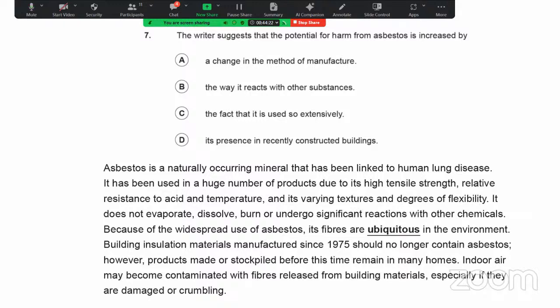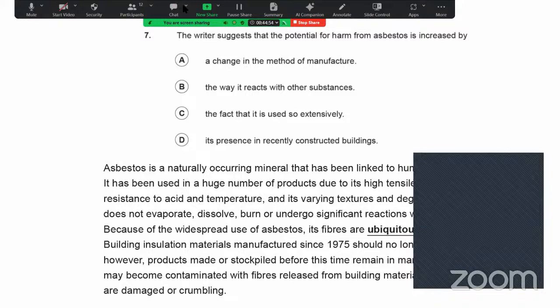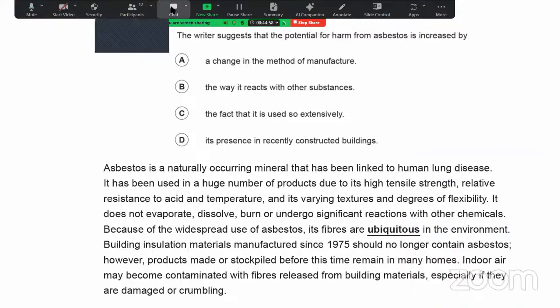In the end of the para, it's mentioned product made of stockpiled before this time remain in many homes, indoor contaminated with fibers released from building materials, especially if they are damaged or crumbled. Okay, fine. So I am actually sorry to say D is not the right answer. I'll show you why. I told you D is not the right answer.